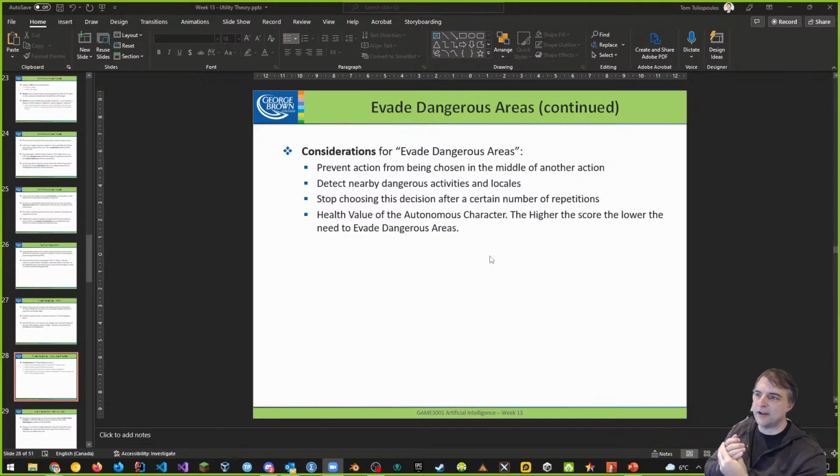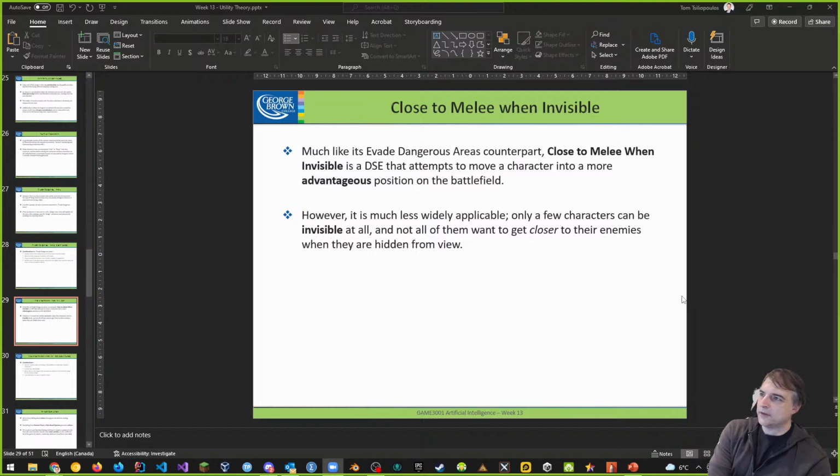The health value of the autonomous character is also something we want to think about, and the higher the score, the lower the need to evade dangerous areas. So if I've got full health, then maybe the utility of evading dangerous areas may not be that high, as an example. Evade dangerous areas. So here's another one: close to melee when invisible.